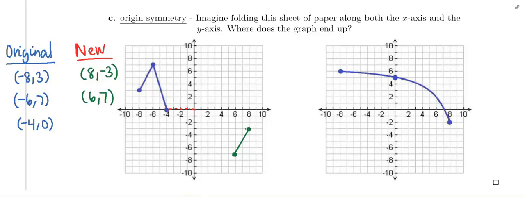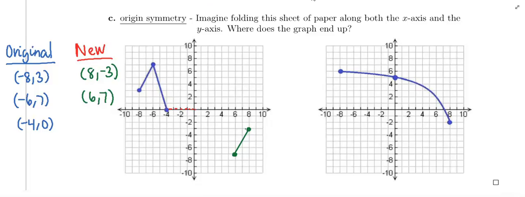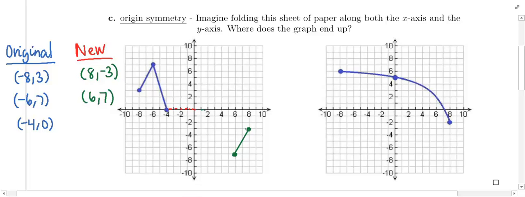Okay, and now if I fold along the y-axis, what's going to happen is that it will end up 4 units to the right of the y-axis. So it will end up right here at 4, 0. Okay, so to complete the origin symmetry graph, I need to connect this x-intercept to this point 6, -7.